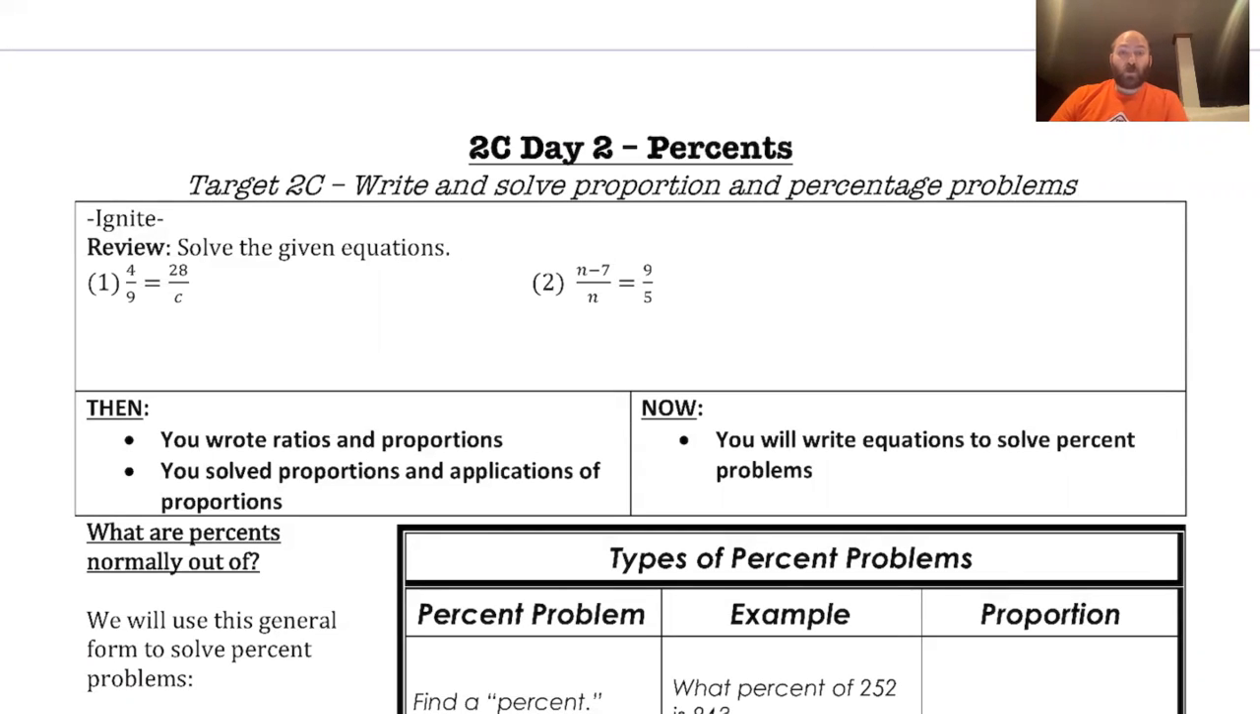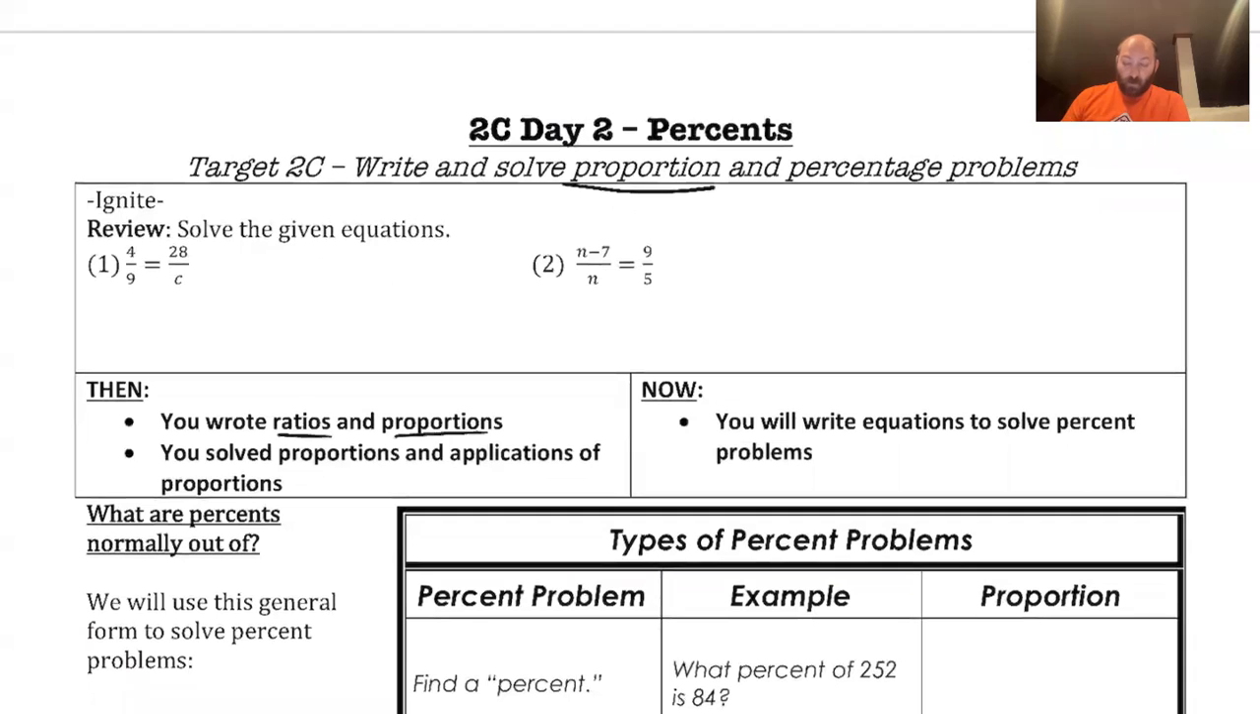Today we're going to be talking about 2C Day 2. We're going to be talking about what's called percents. Percents are actually a continuation of what we did in the last class. They are going to be proportions. They're just a very specific type of proportion. When we did ratios and proportions before, we talked about how to set them up and solve them. We're now going to be applying those when we solve our percent problems here.